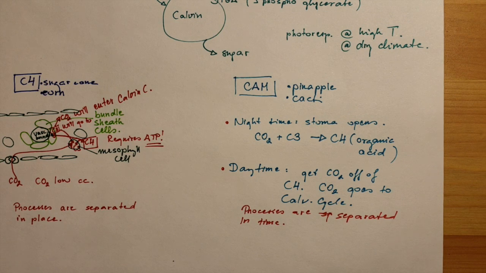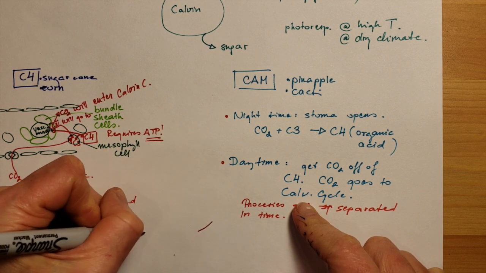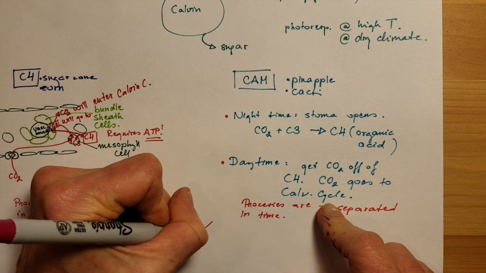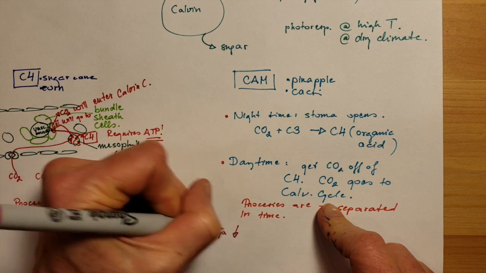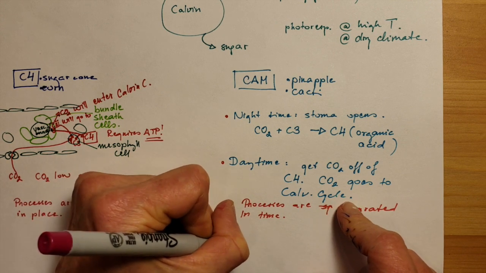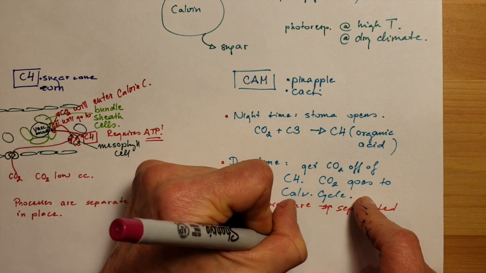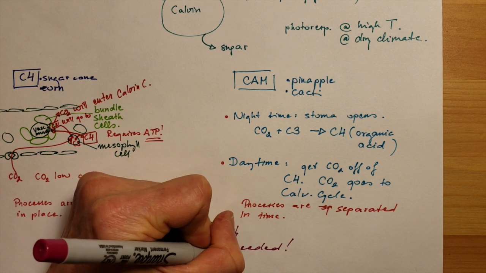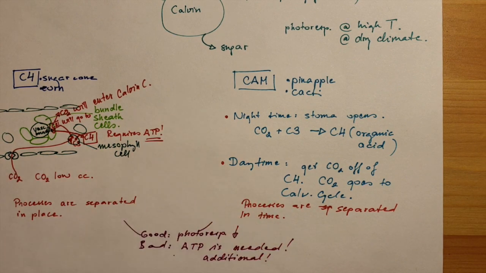The good for C4 and CAM plants is that the photorespiration really decreases. So photorespiration producing carbon dioxide and no sugar will decrease. And the bad part is ATP is needed for fixing the additional compound. That's all.